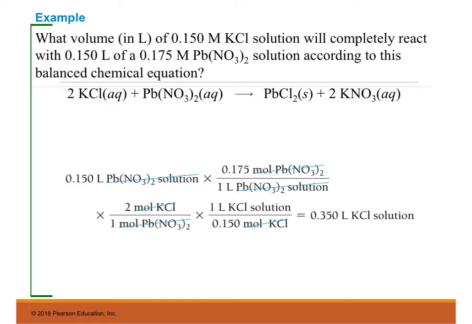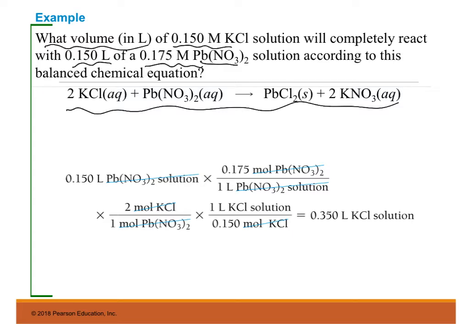This problem is asking for volume, just like we did, of a 0.150 molar potassium chloride solution. You can see the reaction shown here, and it is reacting with 0.150 liters of a 0.175 molar lead II nitrate solution.